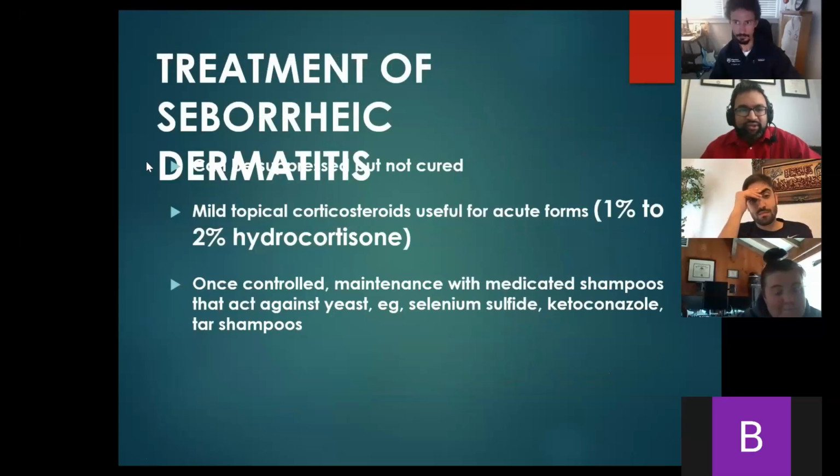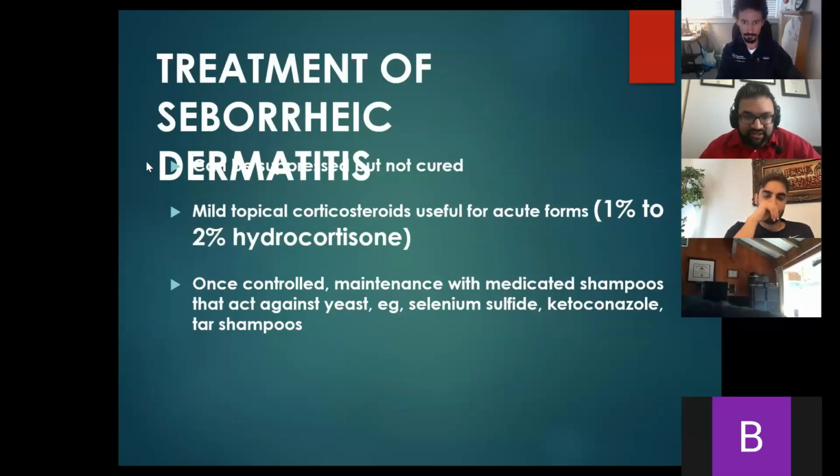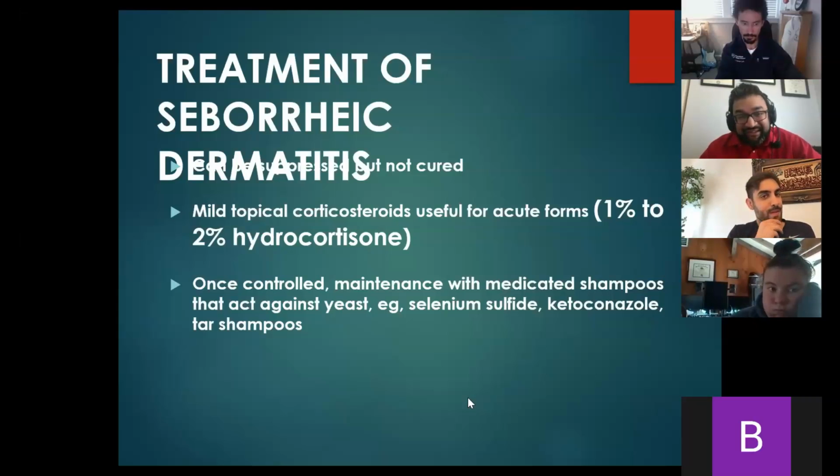So treatment for dermatitis, and this is the last one I'm going to go over. Mild, can be suppressed, but not cured. Mild topical corticosteroids, useful for acute forms. 1 to 2% hydrocortisone, remember that. But once controlled, maintenance with shampoos like selenium sulfide. A lot of the Head and Shoulders has some of that. Ketoconazole, you don't want to be taking too much of that. Causes gynecomastia, among other things. So, yeah. But there's treatments for that.